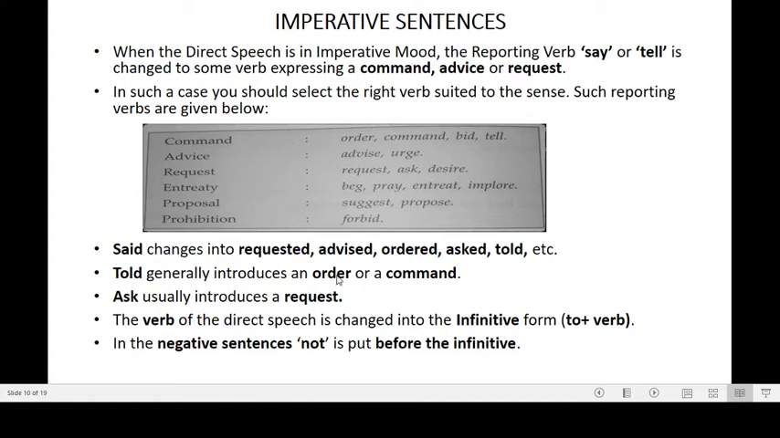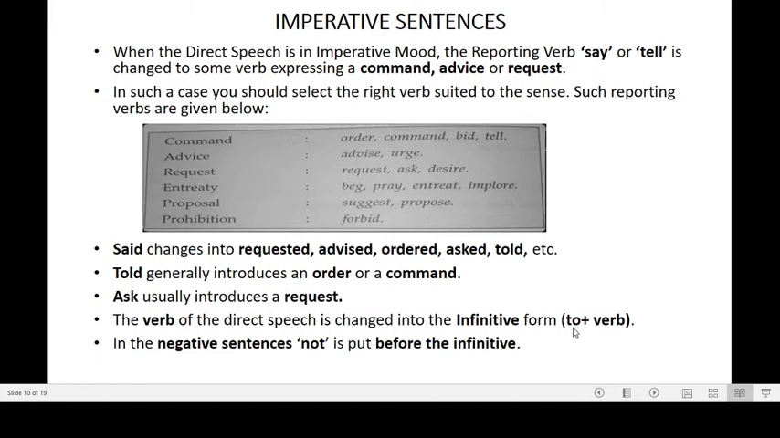For example, he told me to close the door or he told me to bring the chocolates, like that. And "ask" usually introduces a request. For example, he asked me to give her the book or she asked me for money. So these words introduce different imperative modes. The verb of the direct speech is turned into infinitive form. Another thing that you should remember, while changing these types of sentences into indirect speech, you have to use the infinitive form along with these reporting verbs.